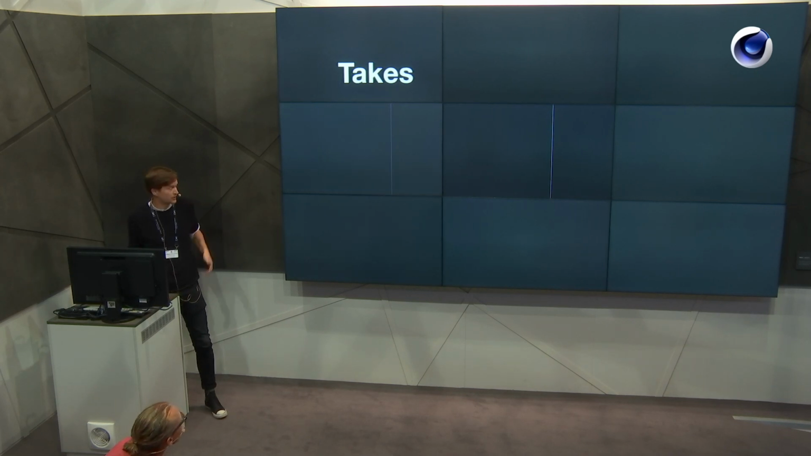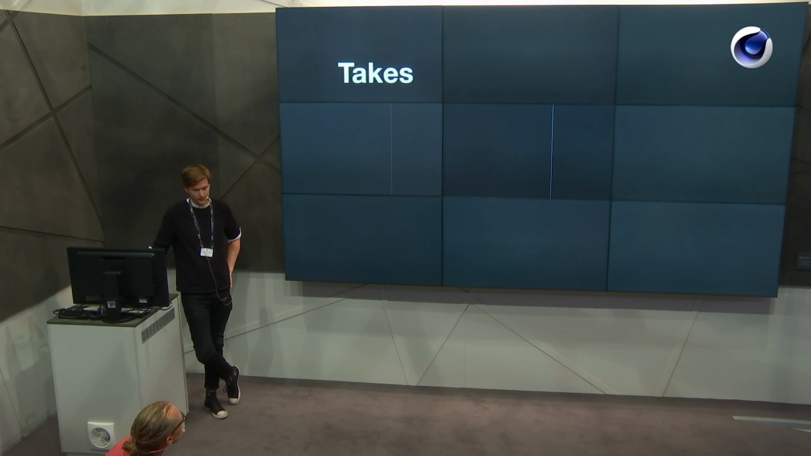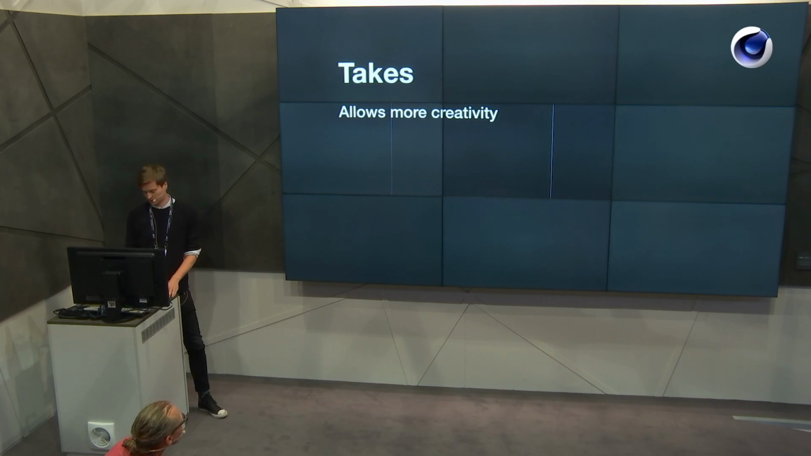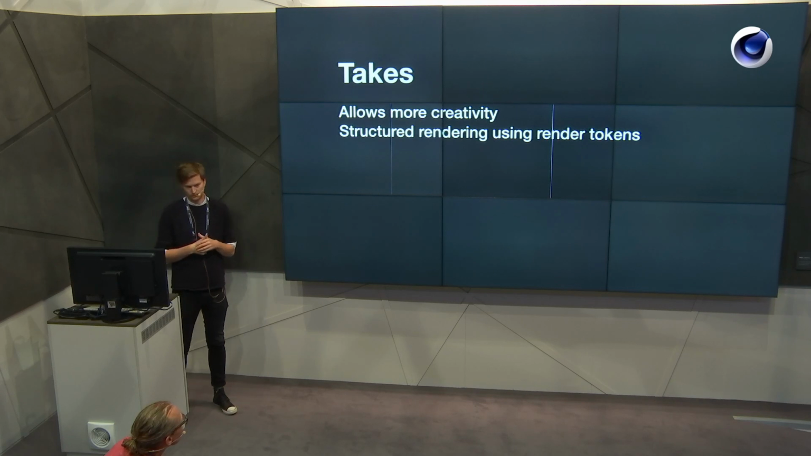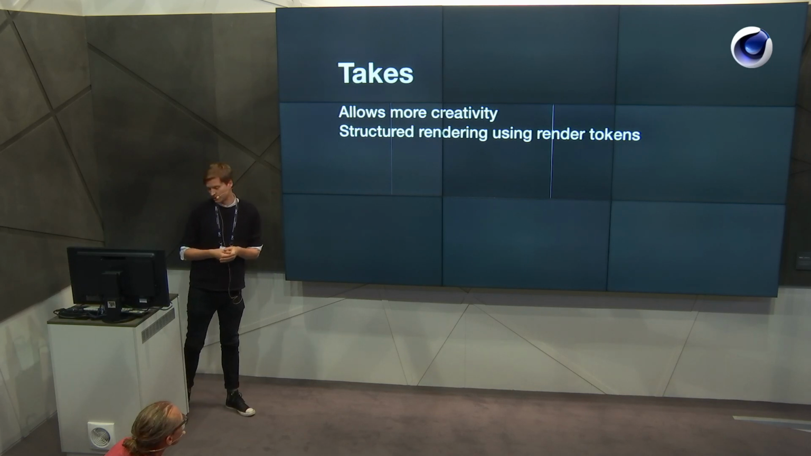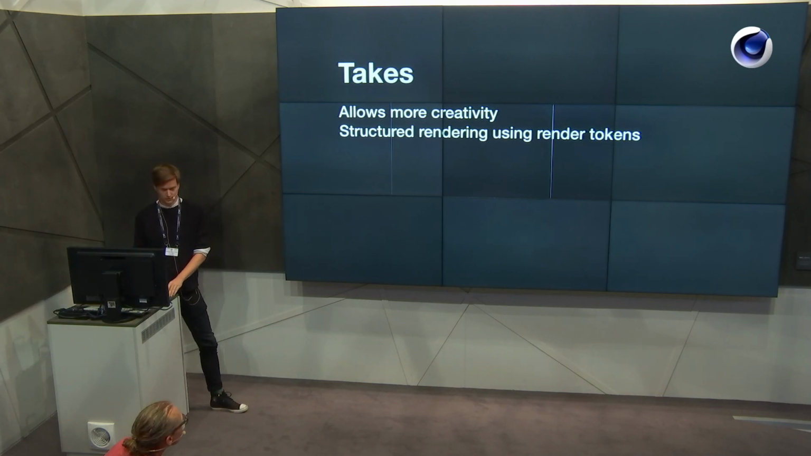So a little bit about takes, which is one of my favorite tools in Cinema. It's basically an override system which you can get very creative with. You can change the lighting or whatever property in the whole scene. And this gives me a lot of creative possibilities because of how easy and fast it is to use. It also makes our rendering very structured together with the render tokens. And overall it's a huge time saver.